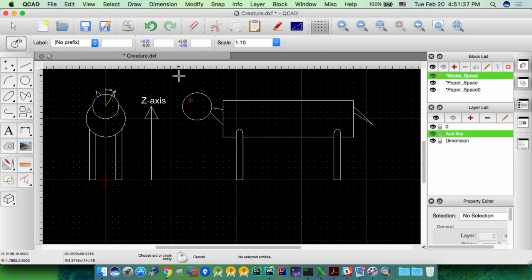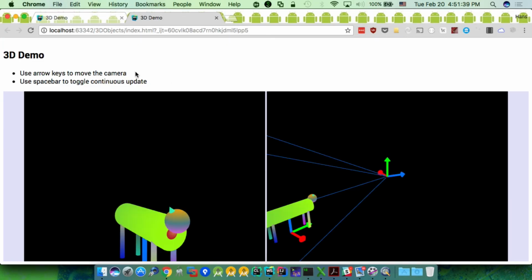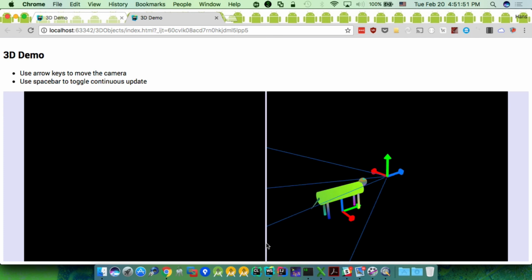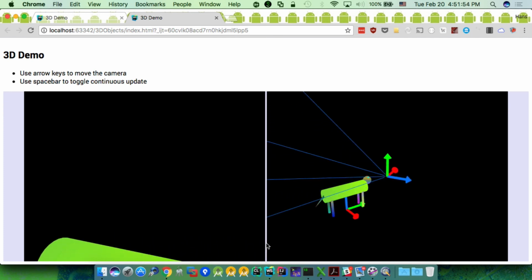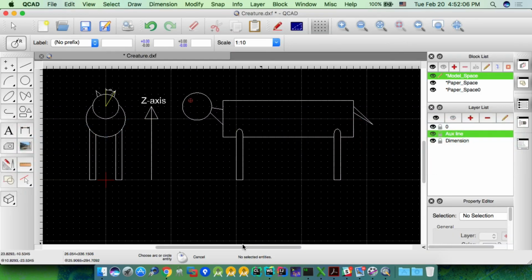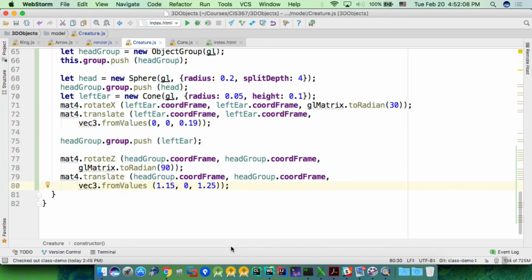Let's try that and see what happened. Yeah, it's there. Is it too close to the neck, to the torso? Yeah. We need to move it further away, right? So the x translation has to be a bigger number. And maybe 1.15 for the x, and 1.25 for the Z.